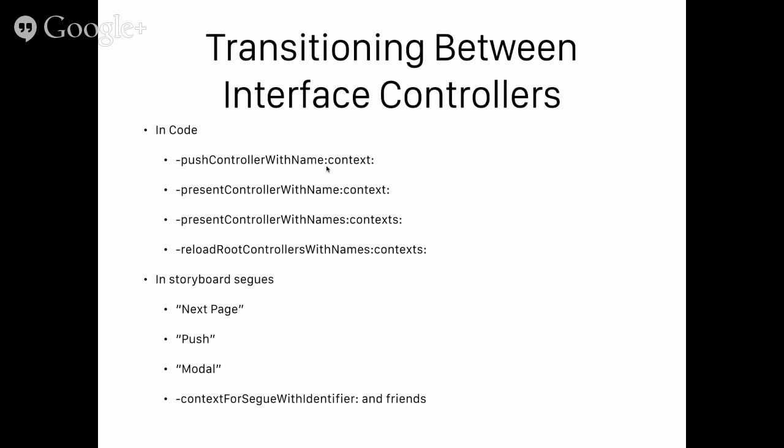So go back a little bit. All of these methods take contexts. If there's only one controller you're passing, it just takes one context. And if there's multiple, it takes an array of them. So the first item in the array gets the first context in the array, and so on and so forth. And that could be whatever object you want. So if you want to pass in a pizza order, you pass it in, and in the awake with context method of that interface controller, it will receive that object, and it can do whatever it wants with it.